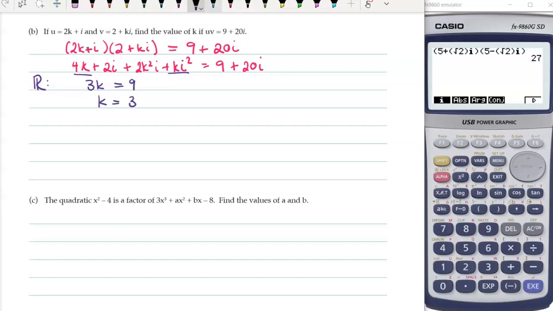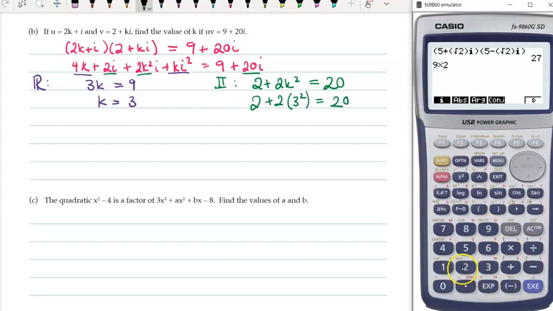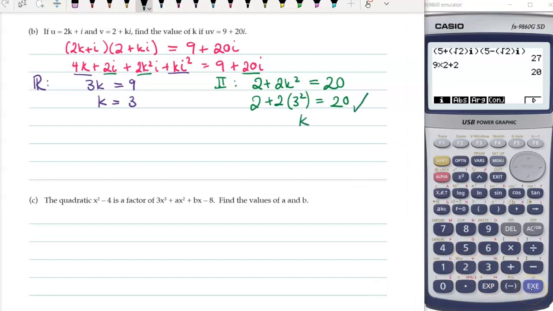And we'll just double check it with the imaginary portions. So the imaginary, on the left, we have 2 and 2k squared. So 2 plus 2k squared is equal to, on the right, we've got 20. Now, if k is 3, then we're going to go 2 plus 2 times 3 squared. Now, is that equal to 20? Well, we've got 9 times 2, and then add 2 makes 20. So k, we've confirmed, is 3.